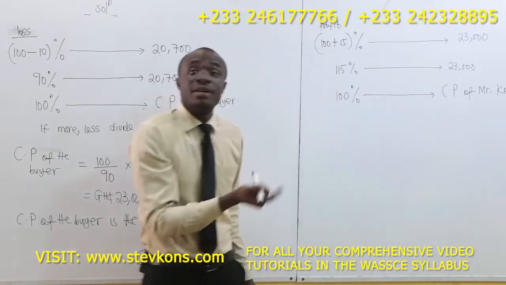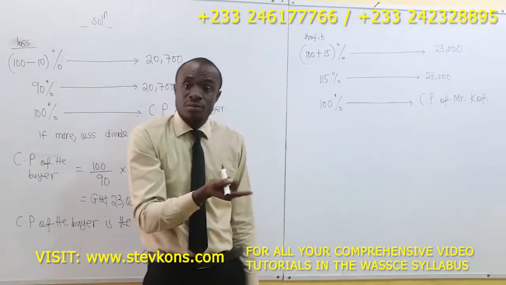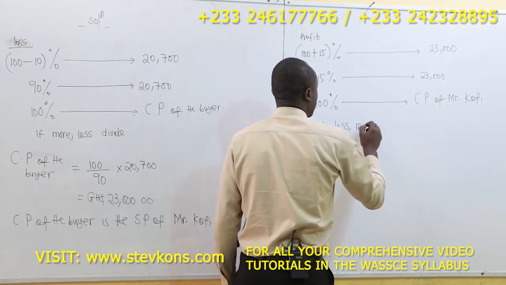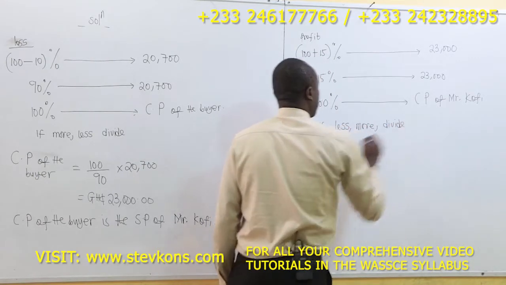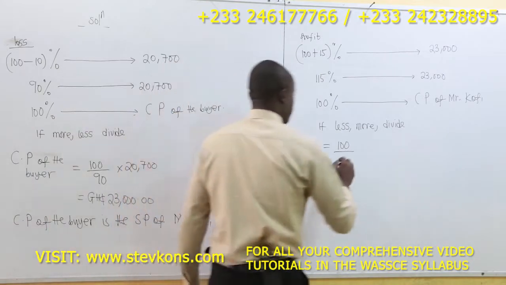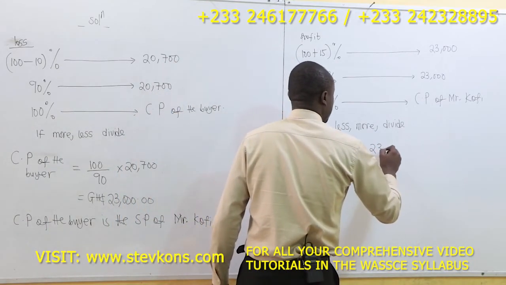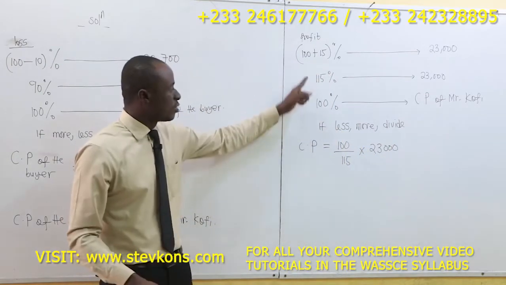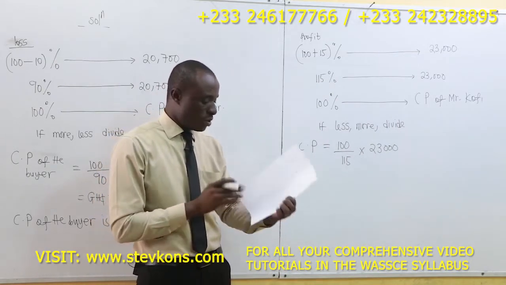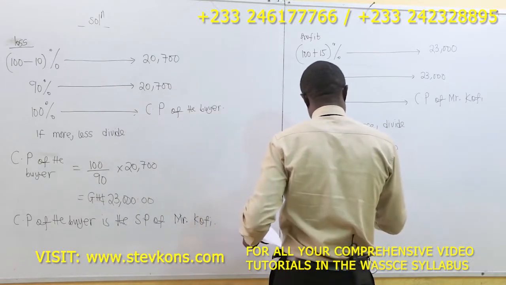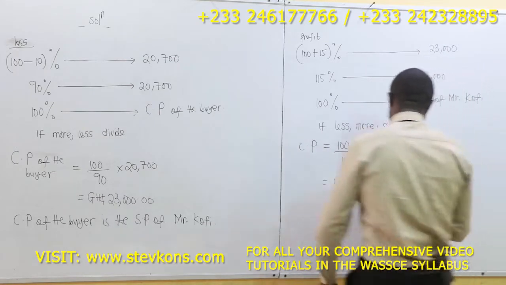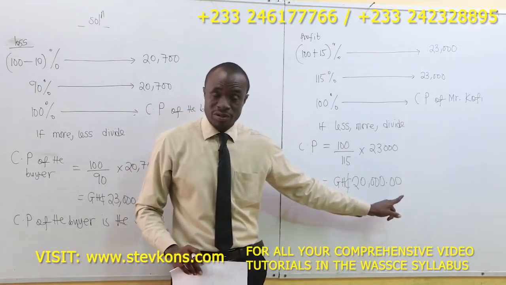Now, we have 115. 100 is less. Comparing 115, 100 is less. If less, more divide. So clearly our CP is 100 out of 115 times 23,000. When you punch it on the calculator, what do we have? Clearly, this is giving us 20,000. Please, because it is currency, it should be 0.00, because currency 0.00.